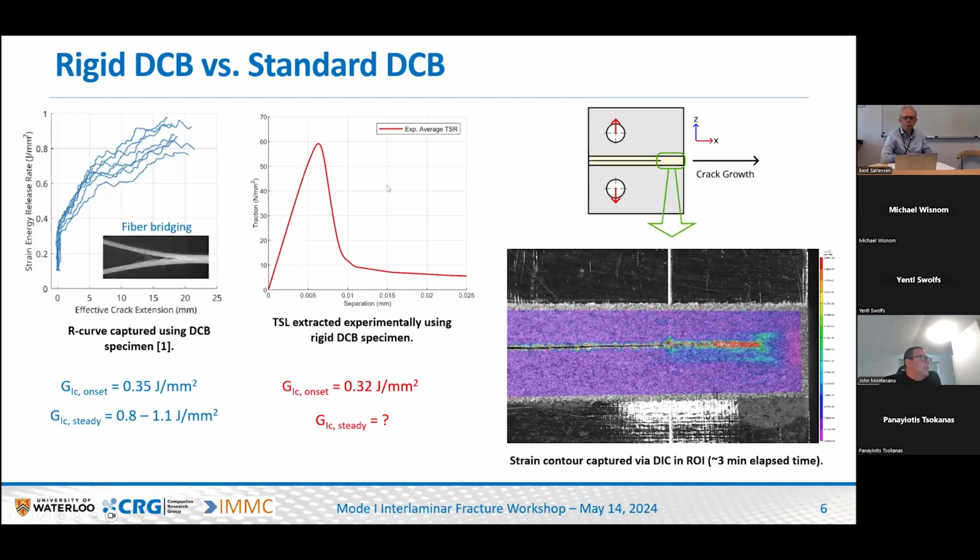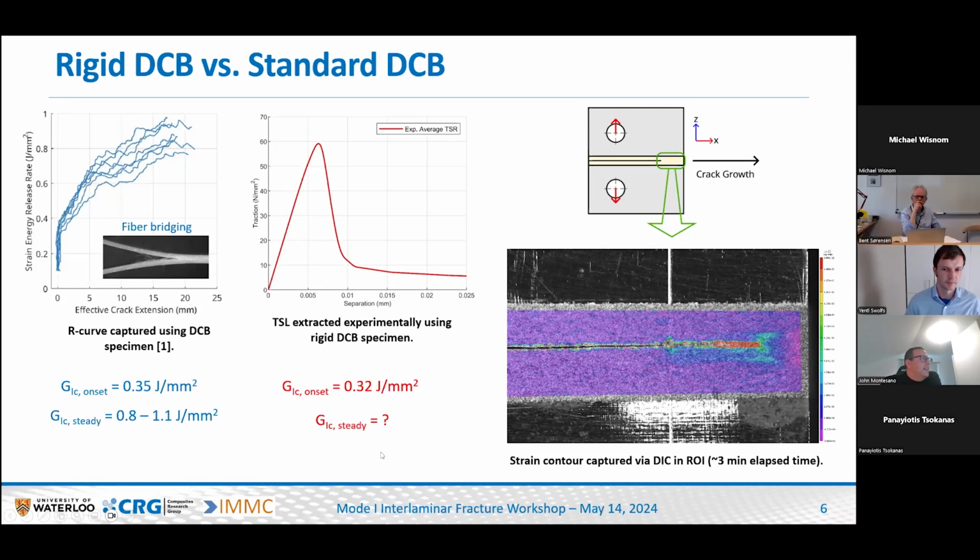What we saw very nicely, we compared this with a standard DCB specimen. The R curves are shown here. The onset of crack growth or G1C onset is quite consistent with what we measured using the rigid double cantilever beam specimen, which is shown on the right. There are some challenges with capturing the steady state G1C, but that's of course open for question and discussion later on. So thank you, Yentl.